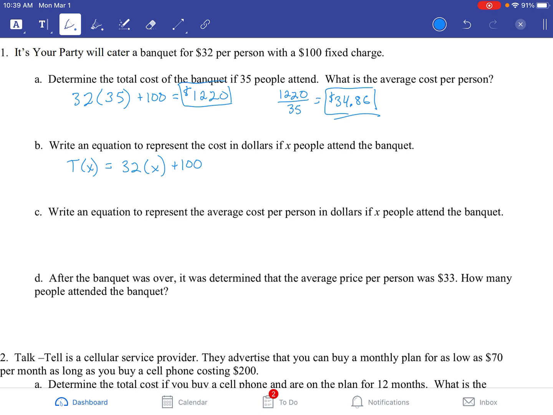For part C, write an equation to represent the average cost per person in dollars if X people attend the banquet. Just like in part A, we took the total and we divided it by the number of people. We're going to do the same thing with our equation from B. We're taking the total and dividing it by the number of people. But this time we want to find the average.